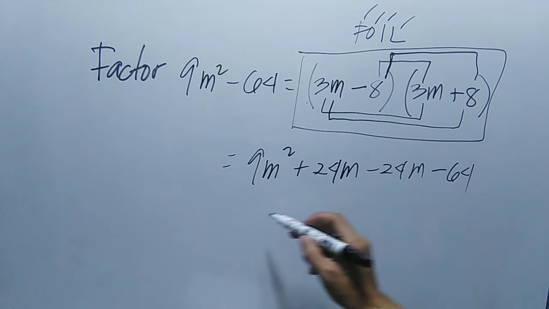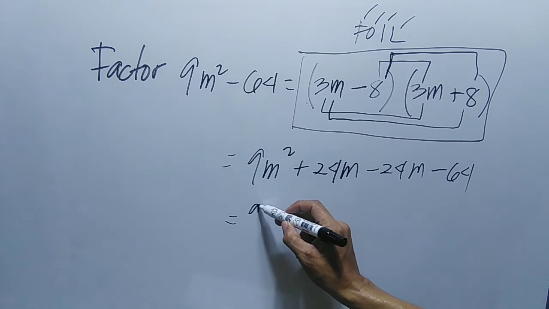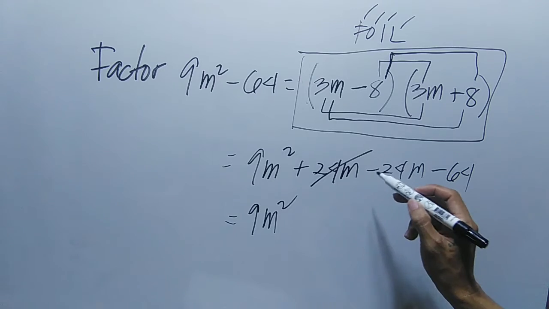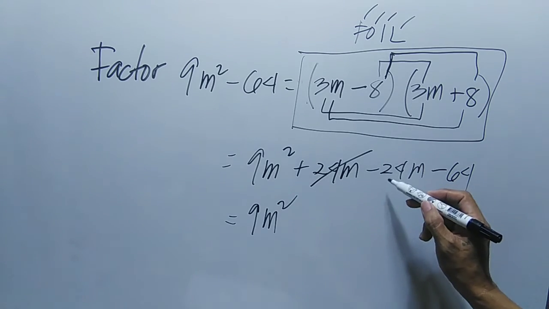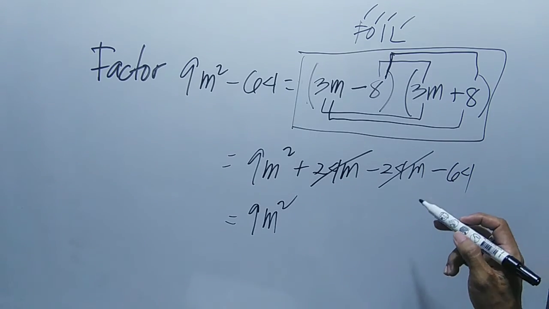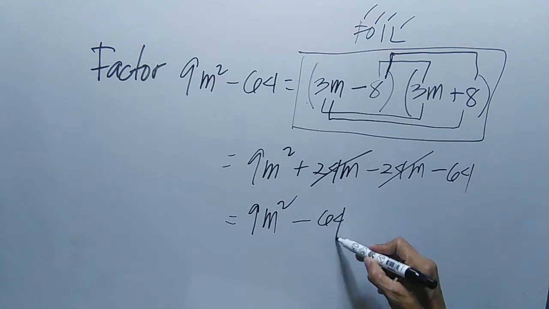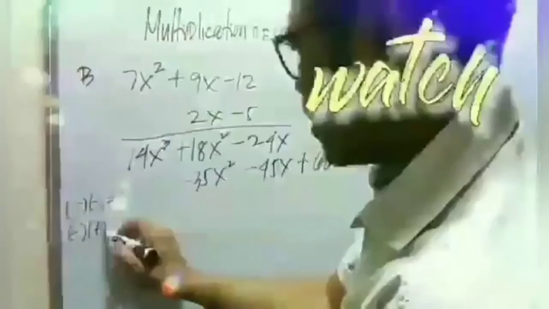Okay, ngayon kunin natin yung total nila, yung final answer 9m squared, tapos i-cancel natin itong 24m, positive 24m minus 24m is 0, diba? So minus, or kupihin natin yan si negative 64, so the same sila.